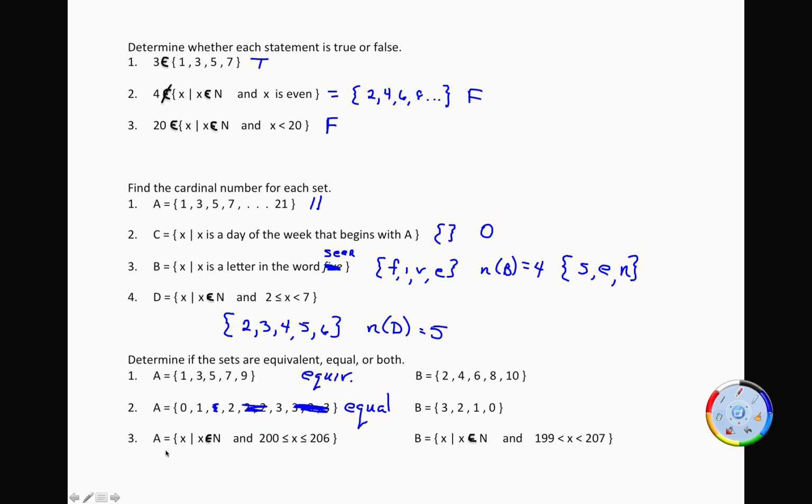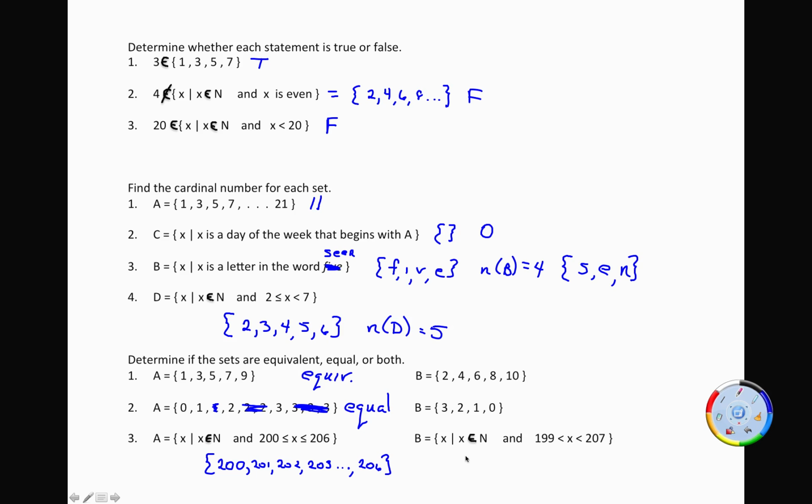All right, one more. The set of all x such that x is an element of the natural numbers, and it's between 200 and 206 inclusive. In other words, including 200 and 206. So I might, again, change that to roster form just to be sure. So it's going to be 200, 201, 202, 203, dot dot dot, 206.